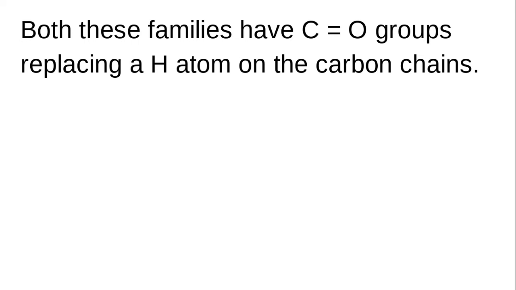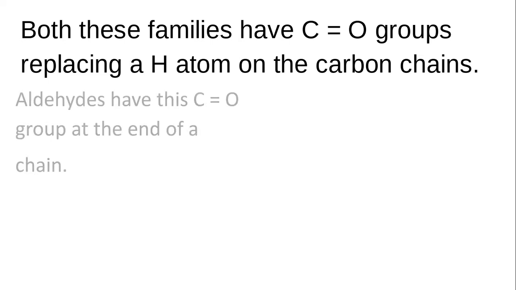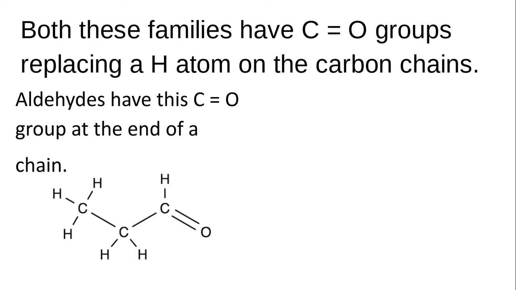How we make these things is we're going to switch out a couple of hydrogen atoms on the carbon chain for a carbon to oxygen double bond. So we have to lose a hydrogen atom when we're doing this. For an aldehyde, this carbon to oxygen double bond is going to be at the end of the chain of hydrocarbons. So here is an example. I've got a 3-carbon chain, and you can see that the carbon to oxygen double bond is on one of the end carbons. That is an aldehyde.